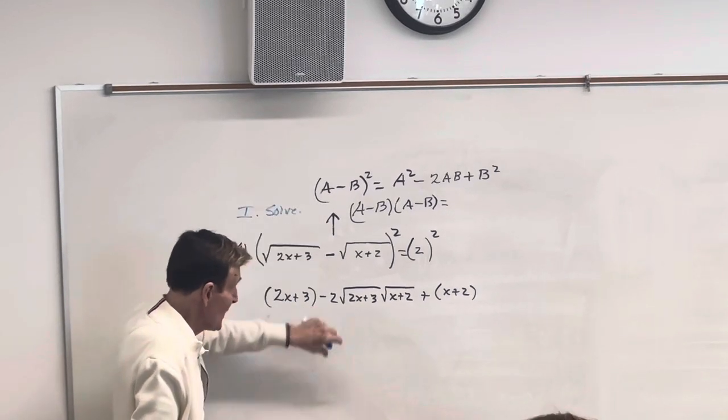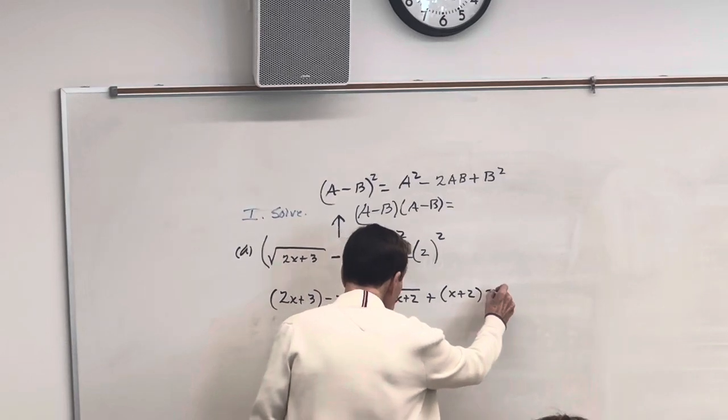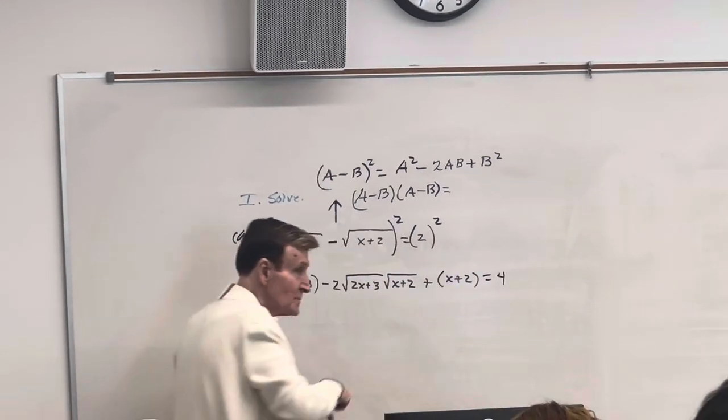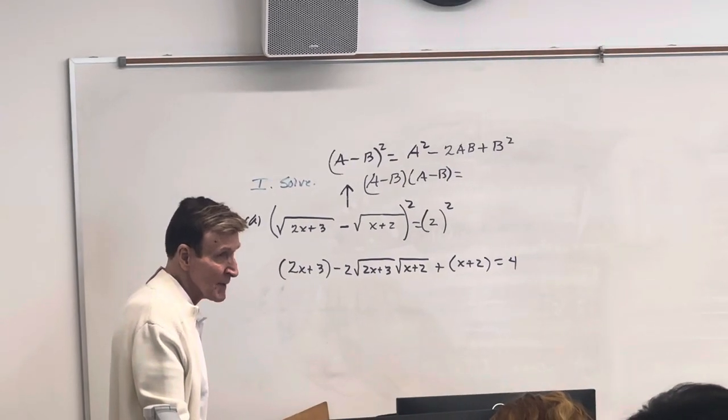It's that, and he says, Professor, it looks like that. And then, of course, on the other side, you still have, what, 4? When you square the 2. That's true? Look how messy that looks. I'm trying to solve for x.